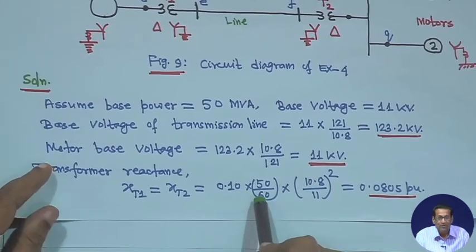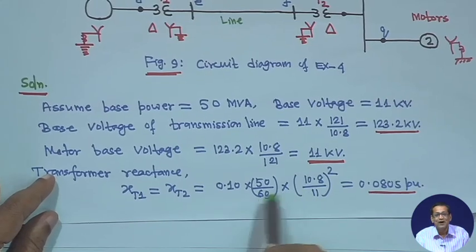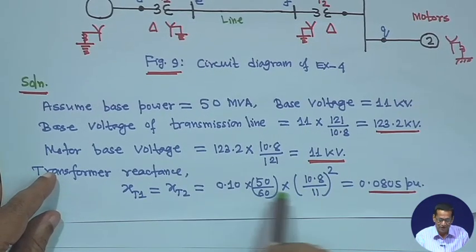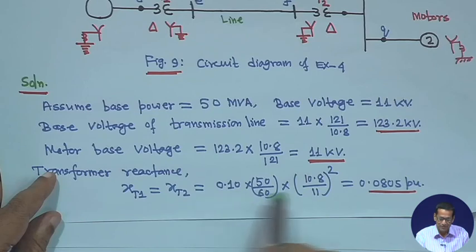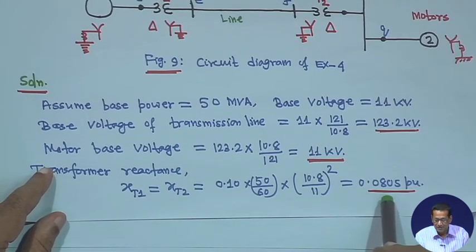The old base and new base of MVA as well as voltages are given in the per unit system details, so from there I am writing. This way, XT1 and XT2 you will get 0.0805 per unit.